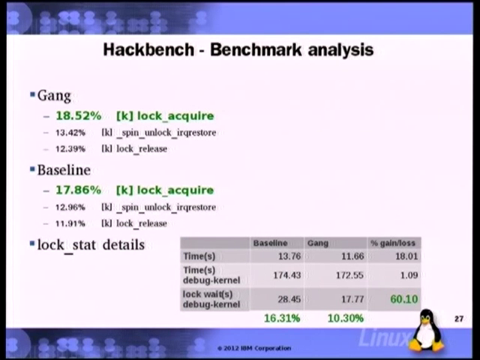When we put on the debug kernel, the numbers went pretty high and the difference went down. But the thing to note here is the lock wait time. Between the baseline and the Gang, we see around 60% gain with Gang scheduling. So we gained this much time not waiting for the lock, and because of that we could explain the gain in the case where we didn't have debug enabled.